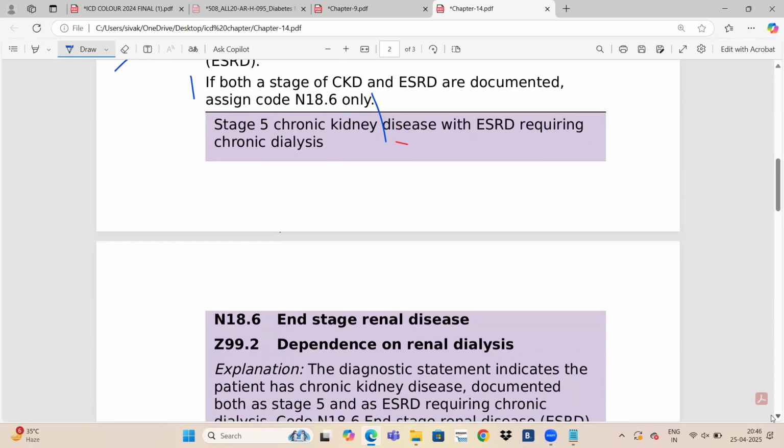Same question you will get: stage 5 CKD, ESRD requiring dialysis. How will you code, they will ask. End-stage renal disease and dialysis. Yeah, ESRD and dialysis, the same question codes also you can note. Same you will get.